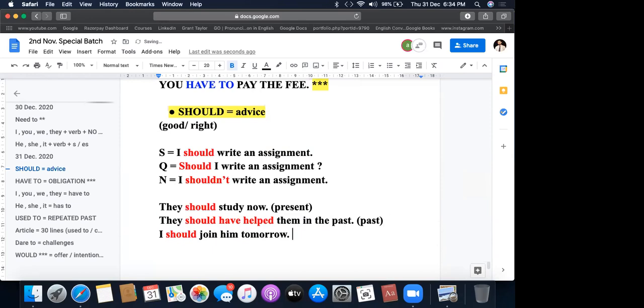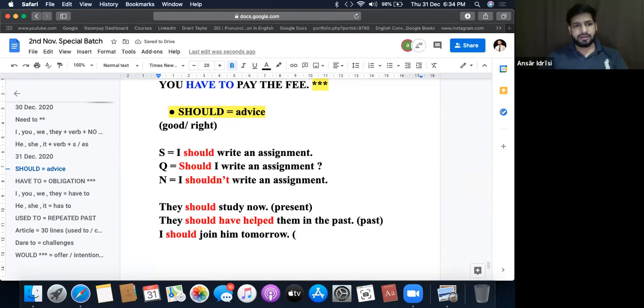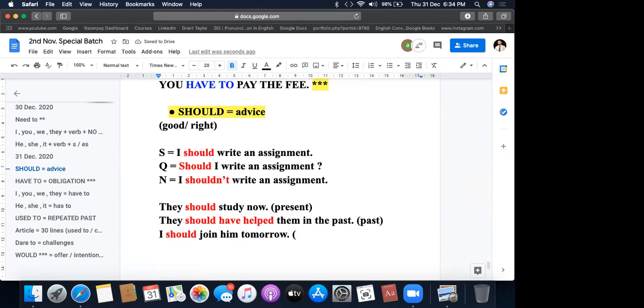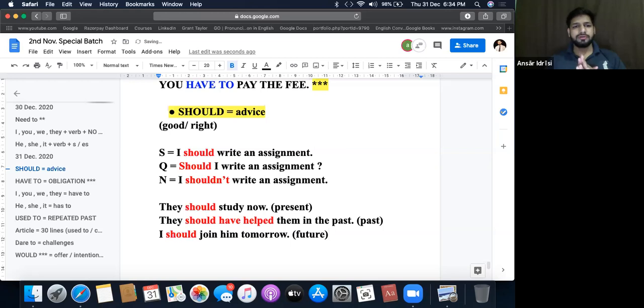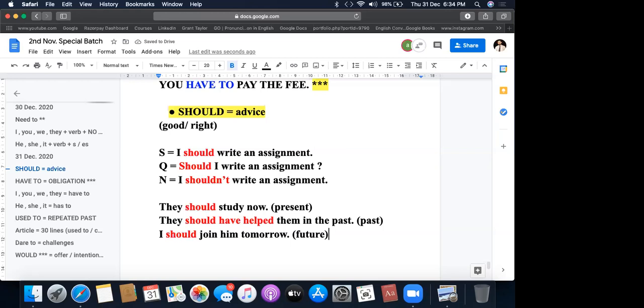Possibility. Very good. And ability, possibility and permission. In what tenses do we use could? Past, present, future. Very good.